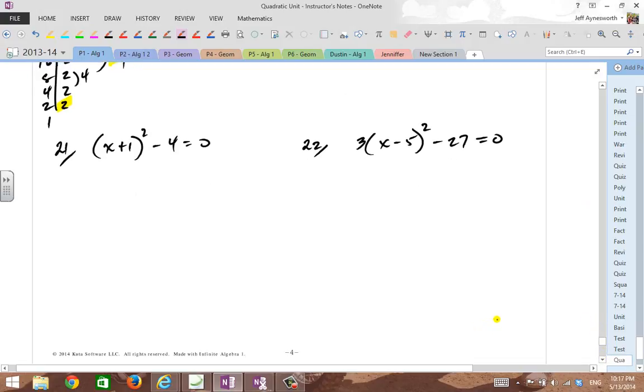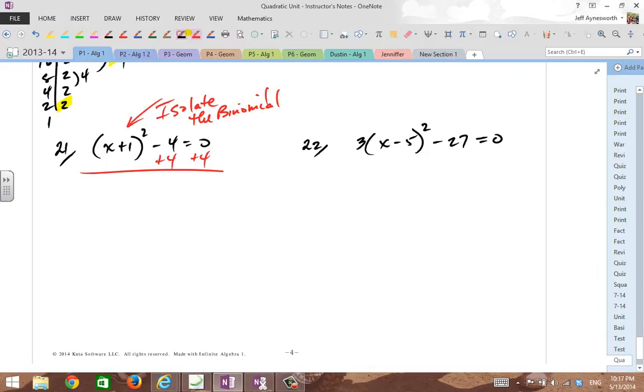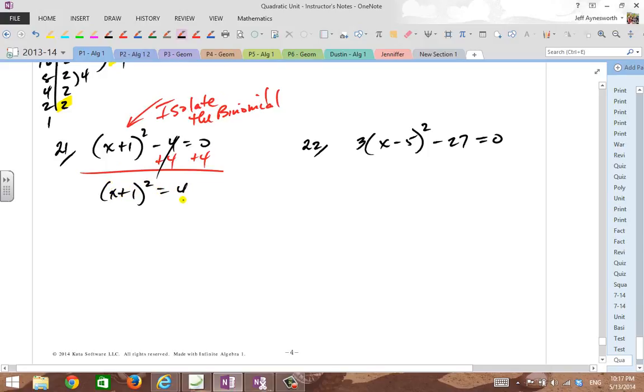Now on these right here, we got to isolate the binomial. So we're going to add the opposite first. We're going to add the 4 first. We're going to isolate that binomial. Okay, so we got x plus 1, quantity squared equals 4.